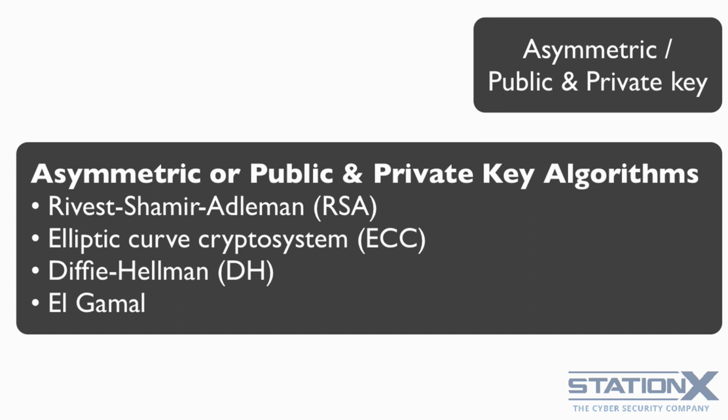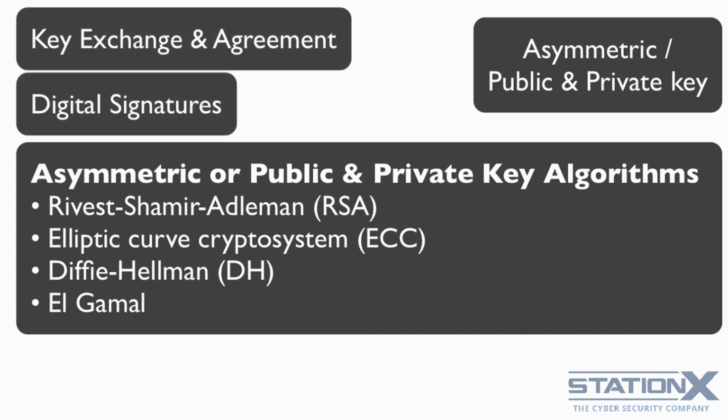There's Diffie-Hellman, and the security of this comes from the algorithm calculating discrete logarithms in a finite field. Diffie-Hellman is becoming more popular because it has a property called forward secrecy, which we'll discuss later. And then you've got Elgamal, and the security of this algorithm comes from calculating discrete logarithms in a finite field as well.